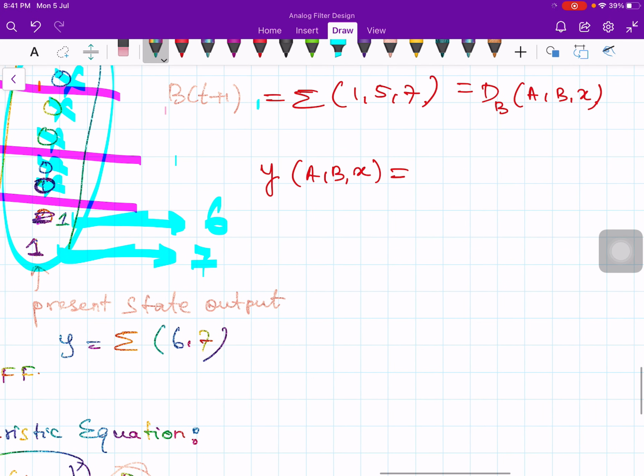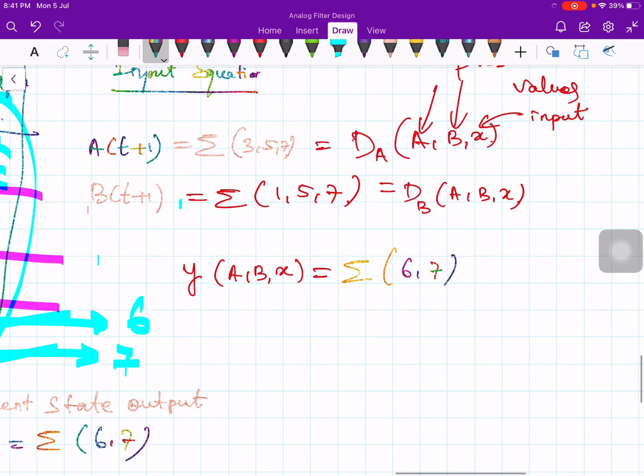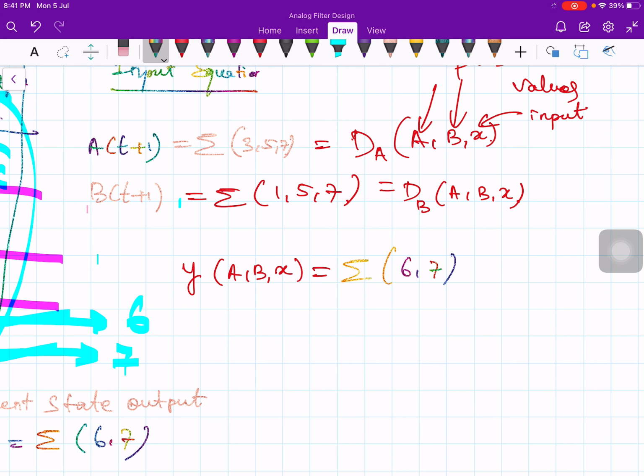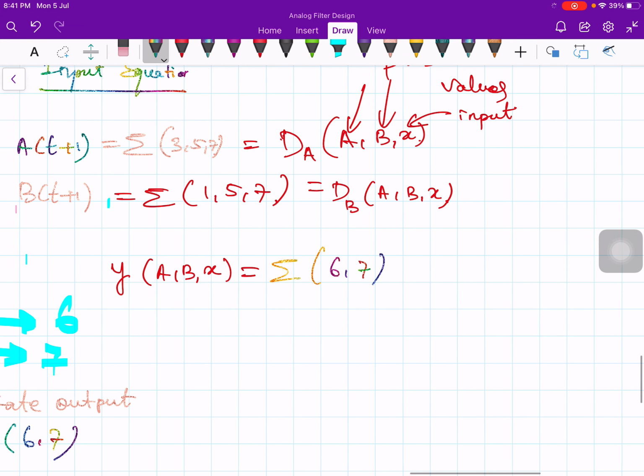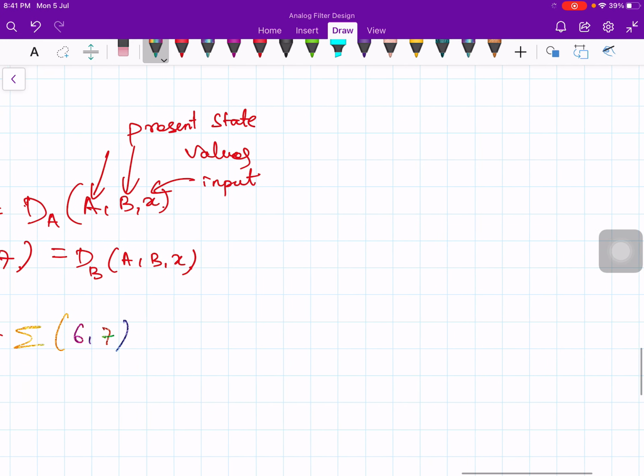Okay, so summation of 6 and 7. So I have 3 equations now. Now I need to simplify this. How do I simplify this? By using a K-map. You can take a 3-variable K-map and simplify this. So 3, 5, 7.